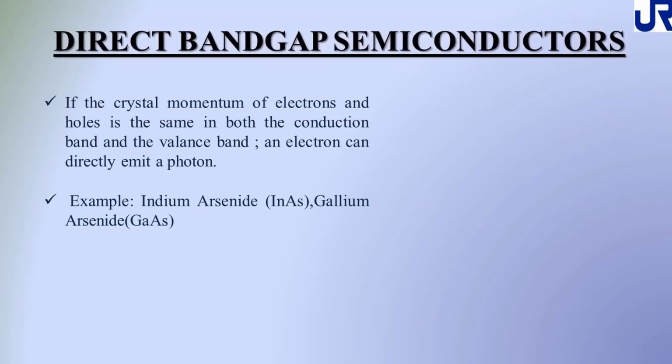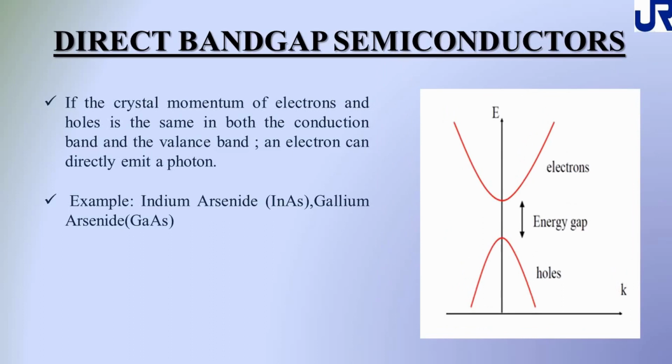The crystal momentum means, when an electron or hole is moving inside the crystal lattice, a force will be acting on that electron or hole. So, the force to move an electron or a hole inside the crystal lattice is called crystal momentum.